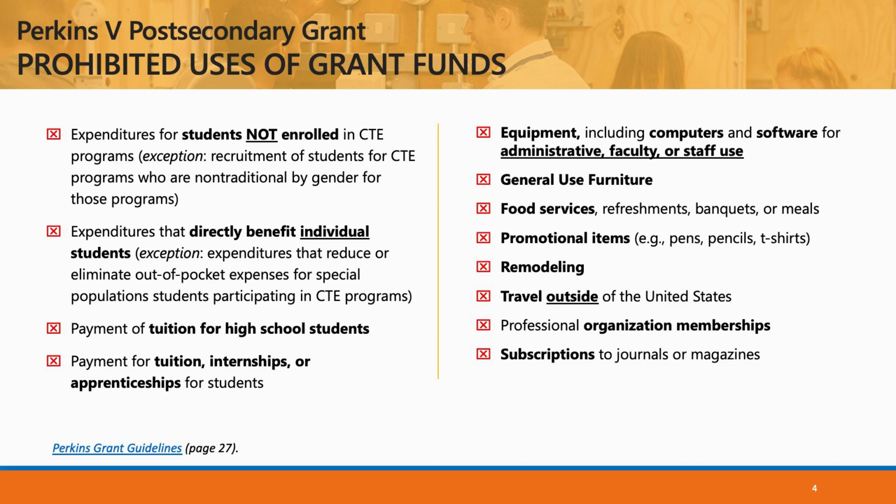Promotional items such as pens, pencils, or t-shirts. Remodeling. The one exception is for accessibility to CTE instruction or to the use or installation of project-purchased equipment. Travel outside the United States. Professional organization memberships. Subscriptions to journals or magazines. Pay close attention, please, to what is allowed and not allowed under Perkins 5.